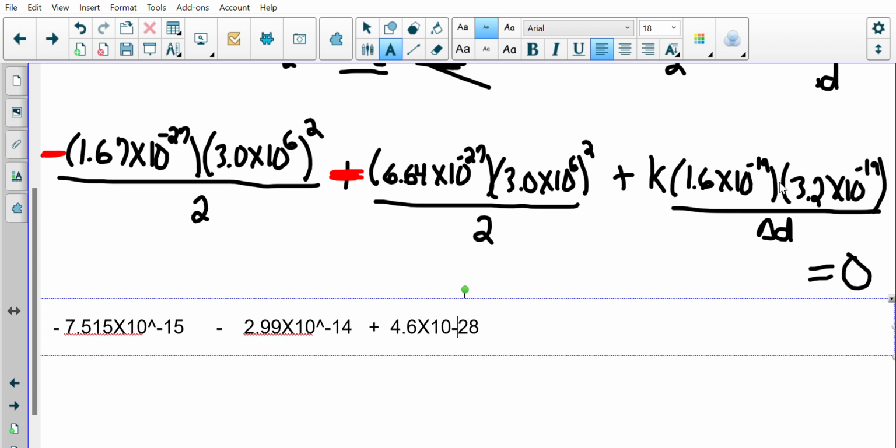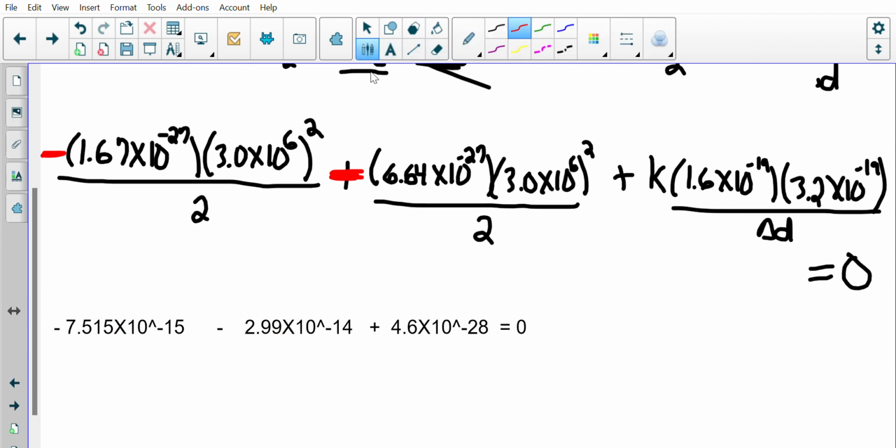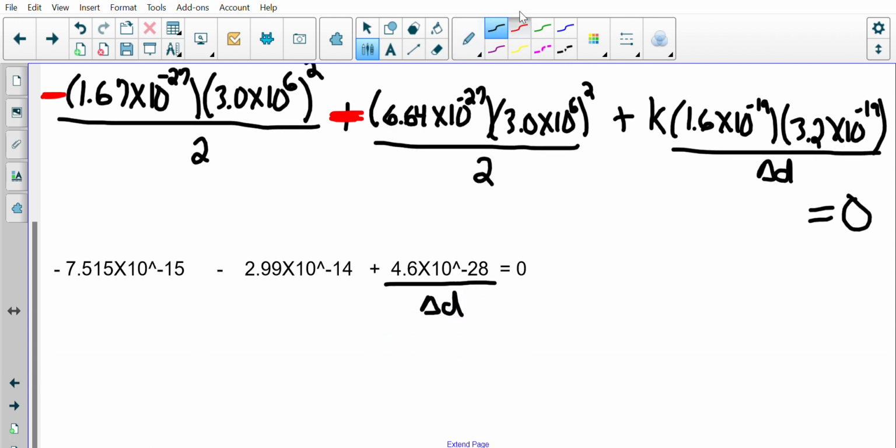Oops, put a little exponent sign there. All right, and again, conservation of energy equals 0. And I can't forget, this is where math's going to get tricky. I got the delta D in the bottom. All right, so now, let's see. I'm going to put these two numbers together.